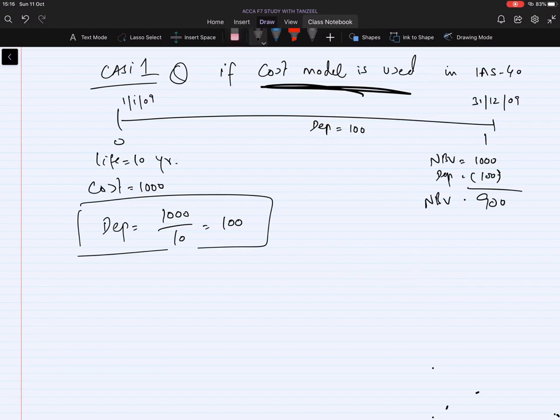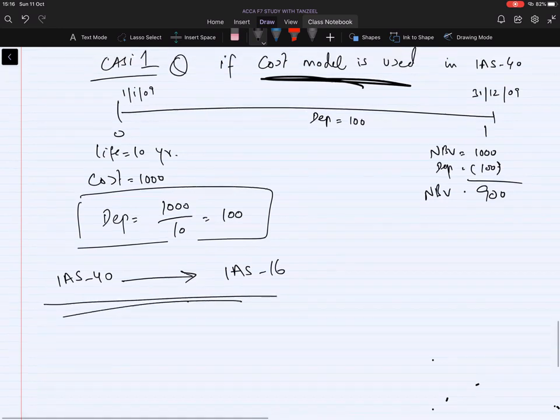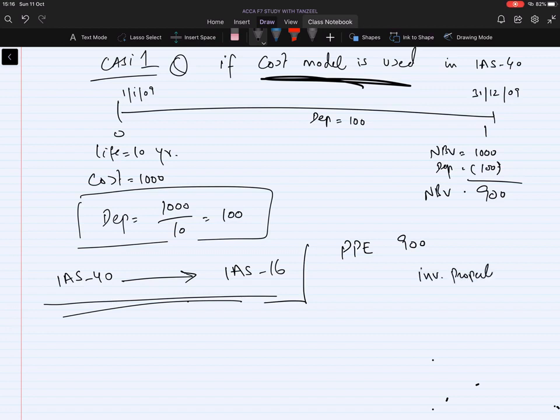If the company was previously using IAS 40 and is now switching to IAS 16, and the company is using the cost model, then just change the name to PPE. So we increase PPE with 900, and we credit investment property 900.